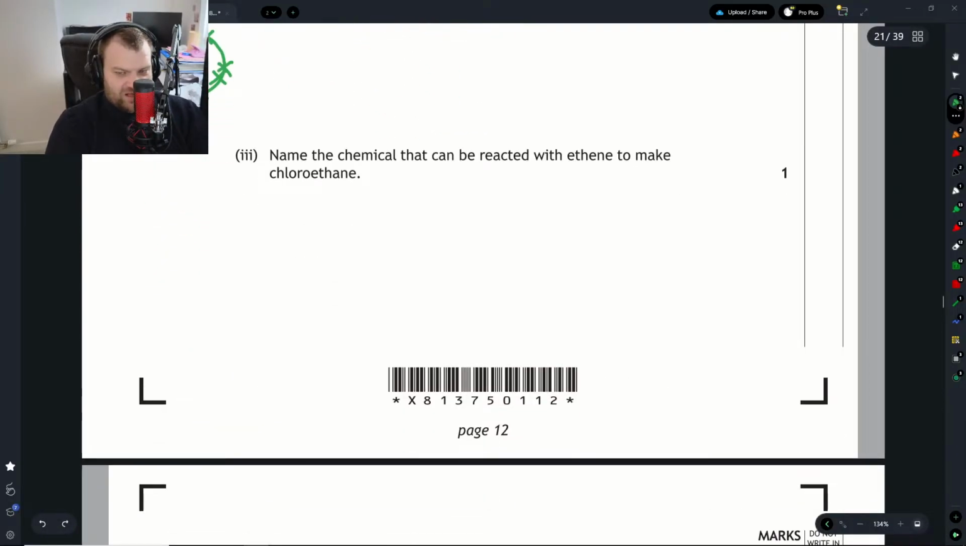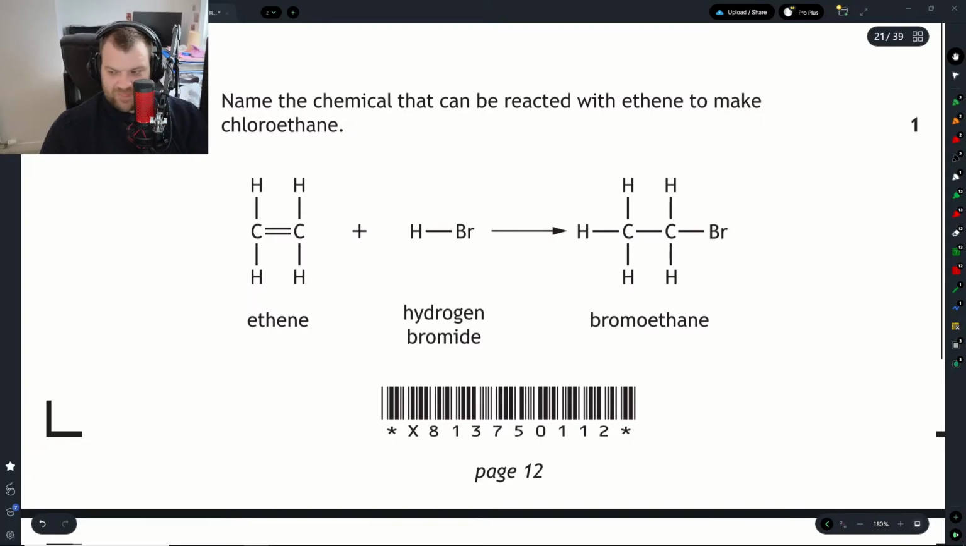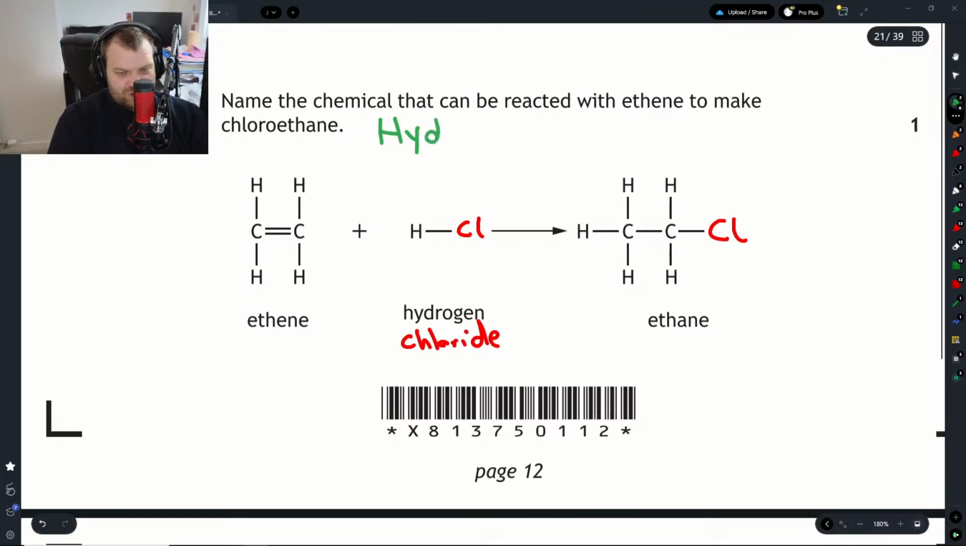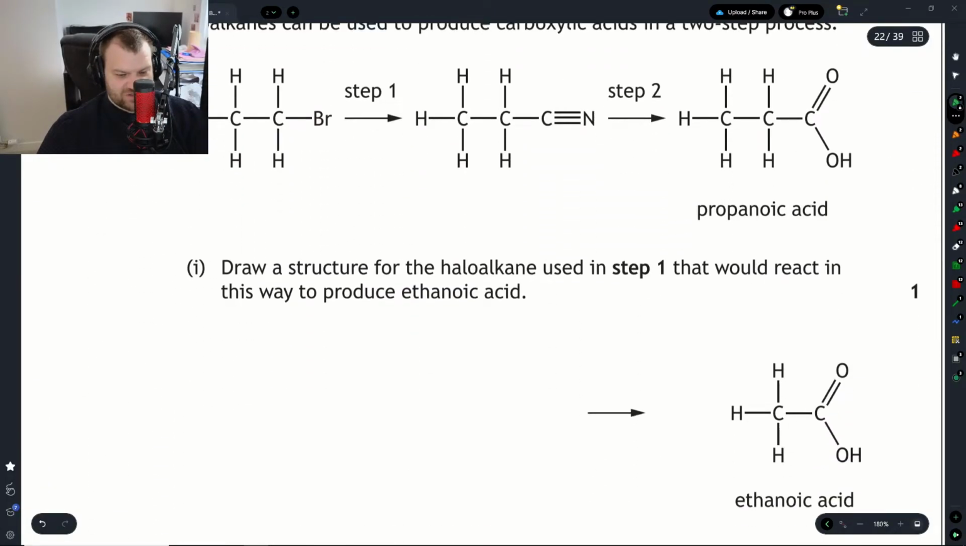We're asked about which chemical can be reacted with ethene to form chloroethane. So we're going to try and figure out what we need to tweak about this question. Instead of bromoethane, we want chloroethane, which means we need to be replacing the bromine with a chlorine. Now to do that, instead of having hydrogen bromide, we're going to have hydrogen chloride. And that would give you hydrogen chloride as your answer. HCl, otherwise known as hydrochloric acid. You could give either of those answers and still pick up the mark. It just depends on which way you want to do it. Chloride fits with the previous question, maybe makes it a little bit easier to deal with. But hydrogen chloride is the correct answer.